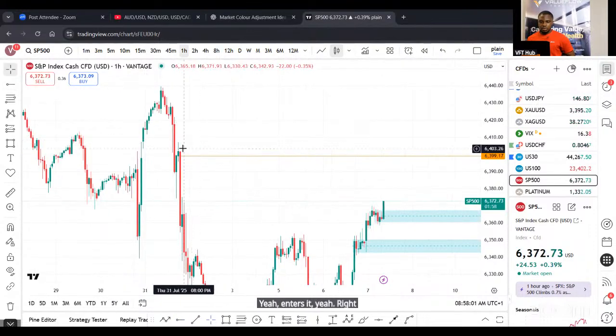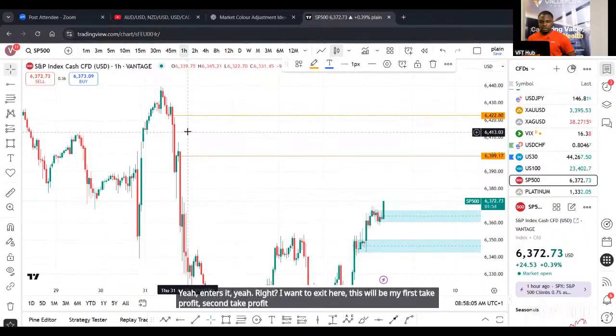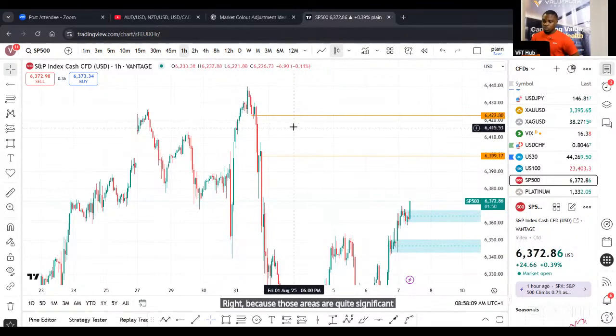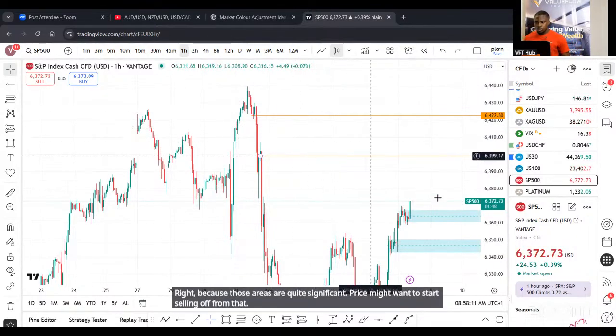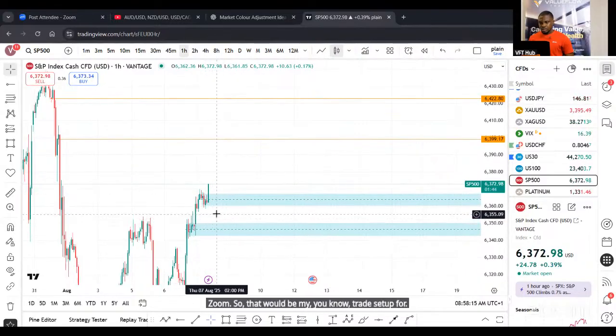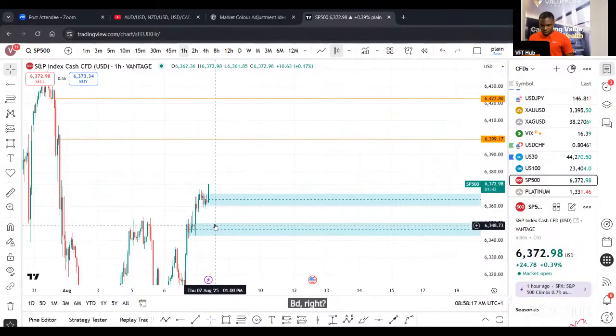Right? I want to exit here. This will be my first take profit. Second take profit to be here, right? Because those areas are quite significant. Price might want to start selling off from that zone. So that will be my trade setup for the day, right? So this is what I'll be looking out for today.